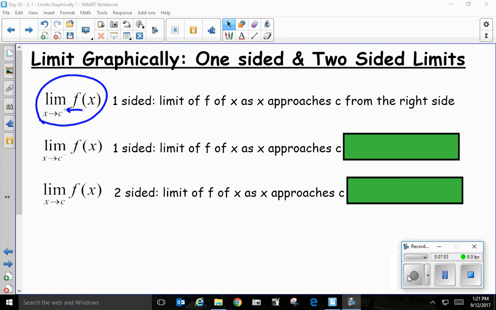So what do you think is going to happen if there's a little minus? Yeah, I don't know if you can see it. There's a little minus there. Yeah, that would be the limit as you approach that value of x from the left side.